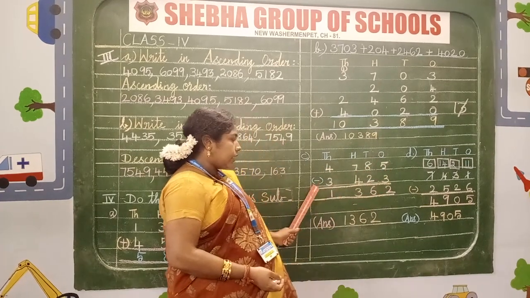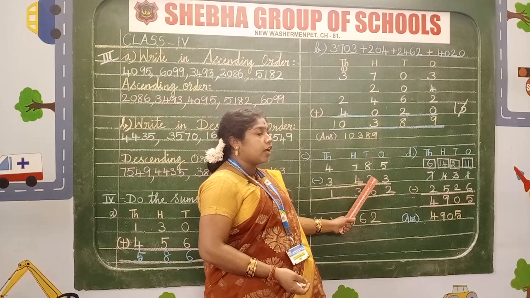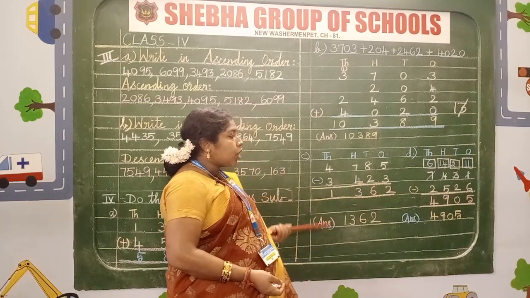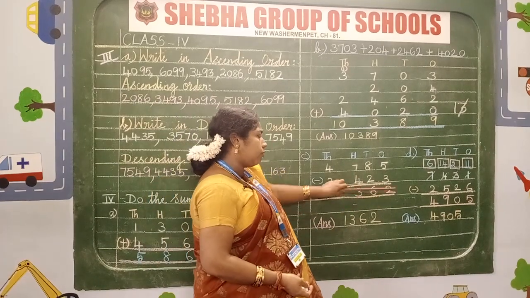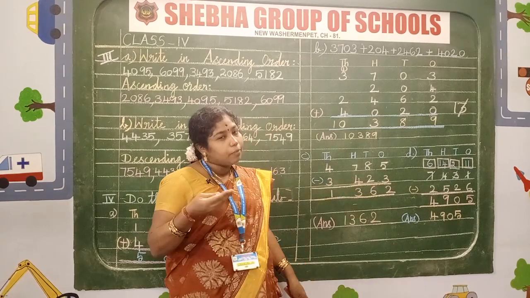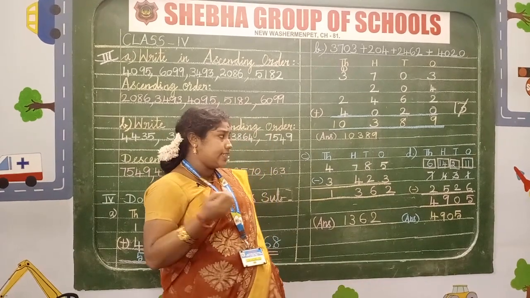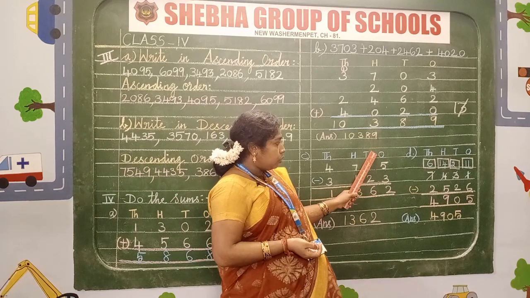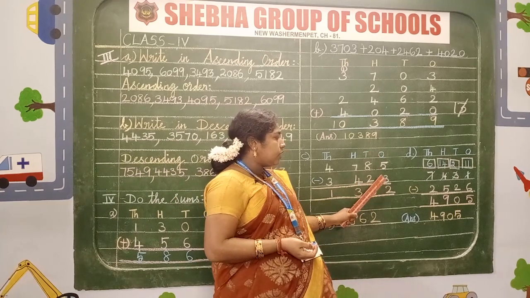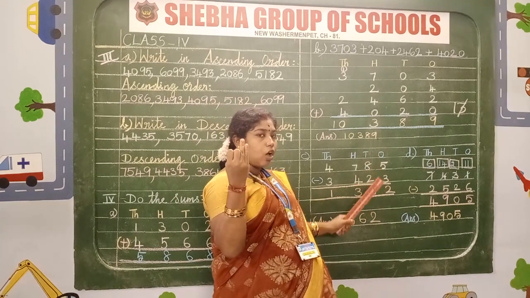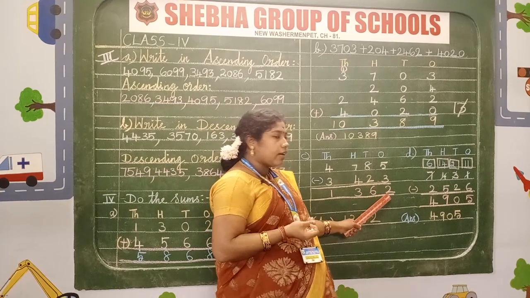4785 minus 3423. Whenever we are doing a subtraction, we have to count it from the bottom of a number. It will make it easier for you to get the answer. So let us do it from ones. After 3, 4, 5. How many fingers? 2. So you can write 2 here.